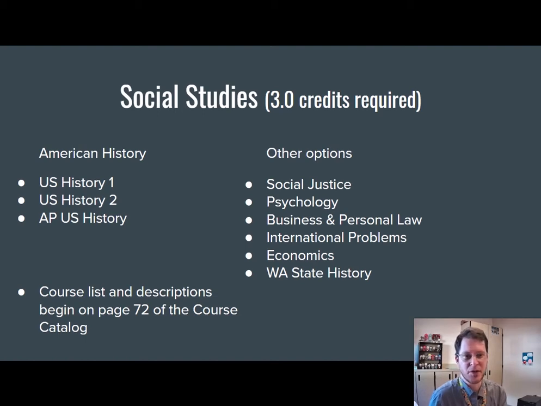There are some other options that can meet the additional credit requirements for social studies. So I've listed some of those here. These classes are all 1 semester long, so they would be worth 0.5 credit. And of particular note, Washington State history is a state graduation requirement. So if you did not take and pass that class in middle school, you'll need to get that taken care of.